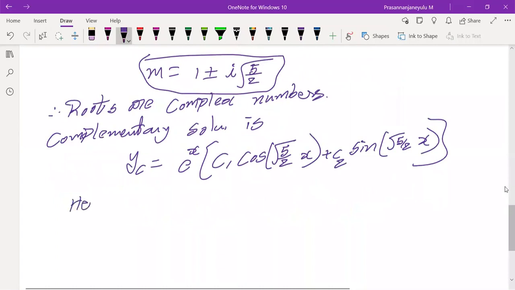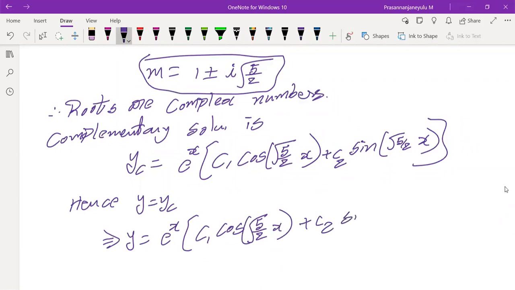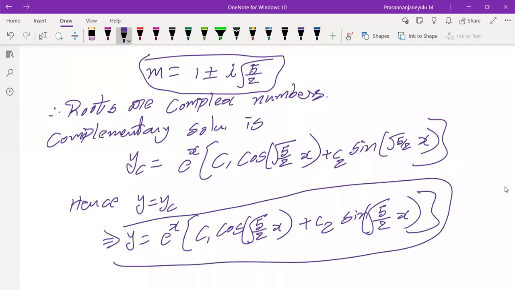Hence, y equals YC. That implies y equals e power x into C1 cos of root 5 by 2 into x plus C2 sin of root 5 by 2 of x. This is the thing. So this is the general solution of the given differential equation.